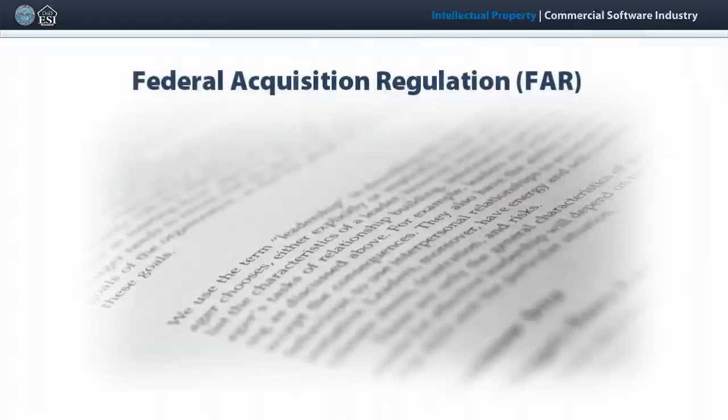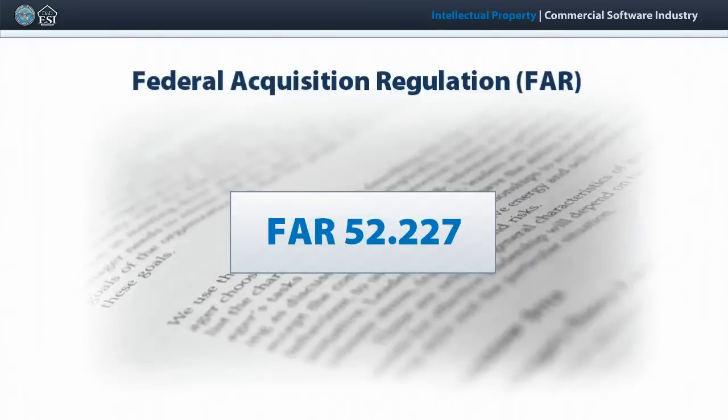The Federal Acquisition Regulation, known as the FAR, is the set of rules that govern all U.S. federal government acquisitions and is codified in Title 48 of the U.S. Code of Federal Regulations. The clauses in FAR 52.227 address intellectual property in general, and clauses 52.227-14 through 52.227-21 specifically address data rights. FAR 52.227-14 is commonly referenced for COTS software procurements.